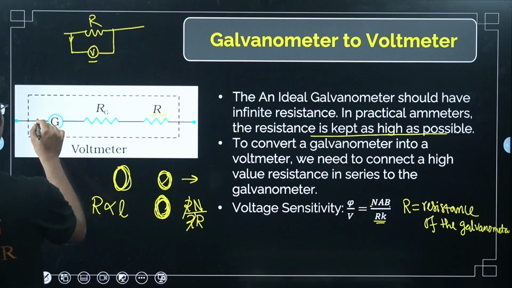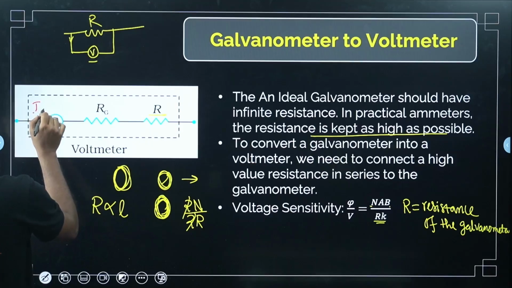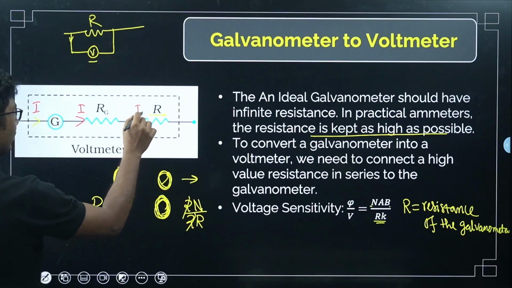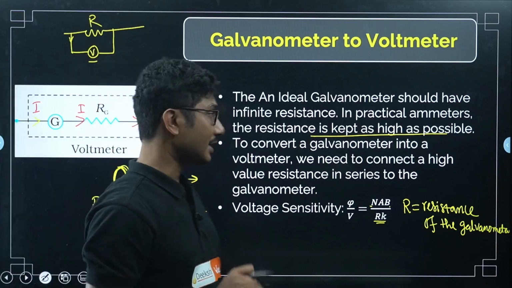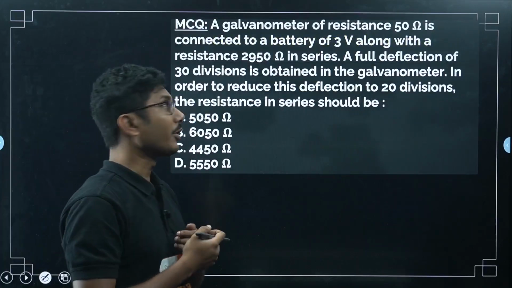Now in this case, whatever current is passing through this, the same current is passing through both of them. So current I is passing through this, and through this. So in this case, no such current formula is required. Okay. Now a very important question.